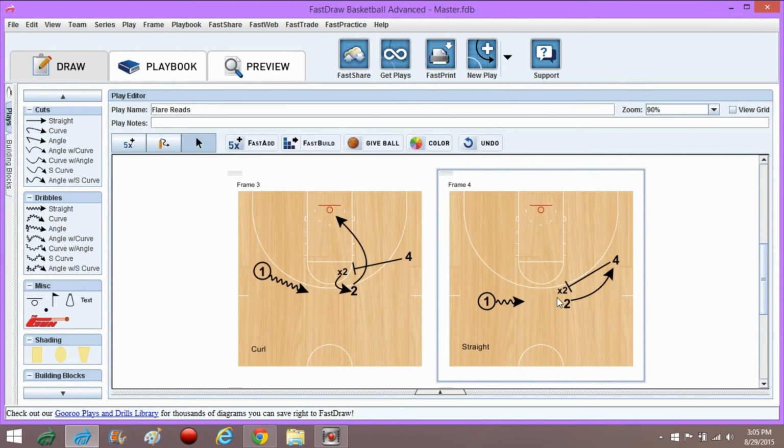Now, let's talk about some things the screener should do after setting the flare screen. The first cut, as you see here, in this example, is a straight cut. What are the screener's options after setting the screen? Well, one option is a slip.